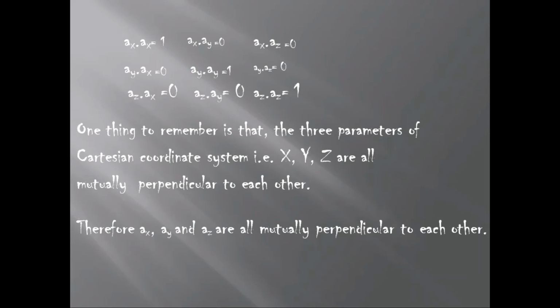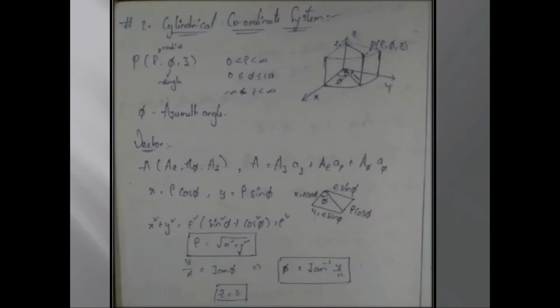So x, y, z are the parameters which are perpendicular to each other in this coordinate system. So those coordinate system's unit vectors are also perpendicular to each other. Coming to the cylindrical coordinate system, here we see the three coordinates, those are rho, phi and z. Rho is the radius and phi is an angle which is also called the azimuthal angle, which is the angle between the radius rho of a cylinder from the origin, you can see that, and the x-axis. So the vector form of the cylindrical coordinate system is A is equal to A_z a_z plus A_rho a_rho plus A_phi a_phi.